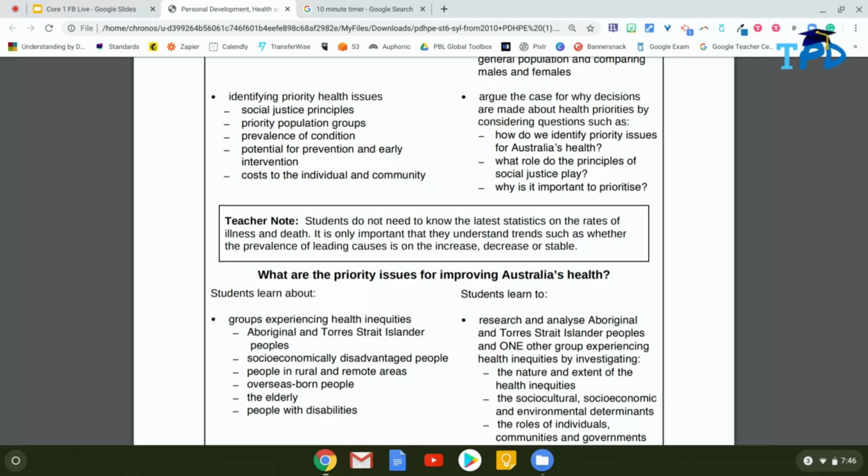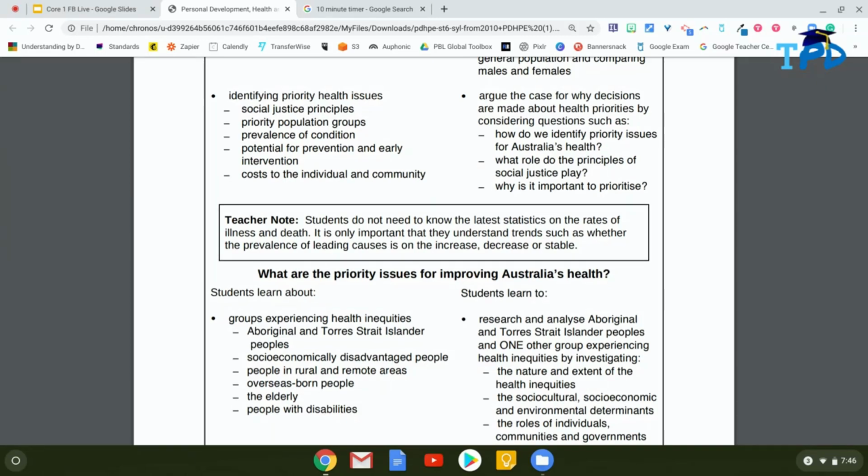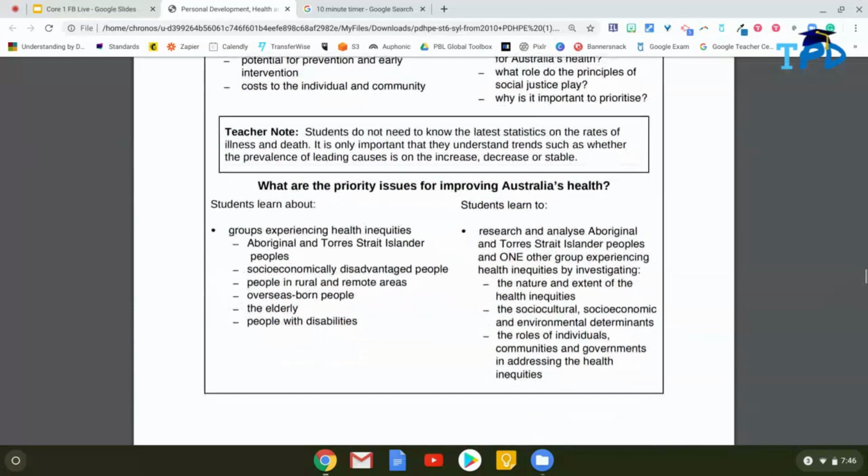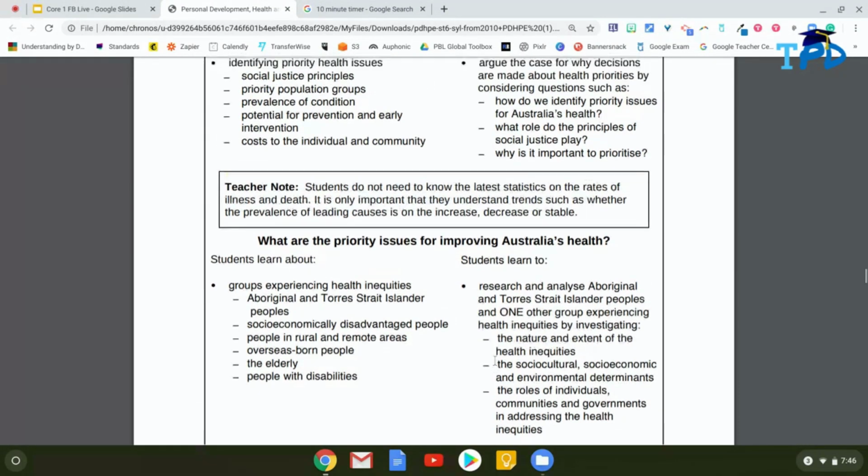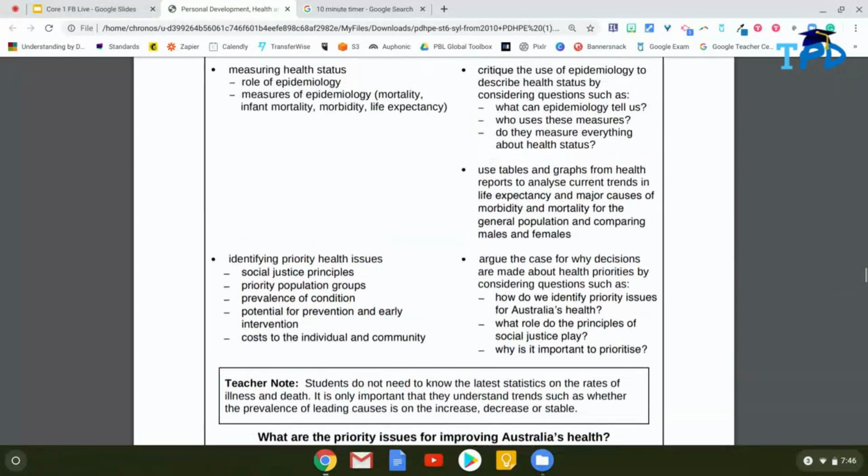When you're looking at this group of the elderly, you also need to go back up to the first critical question and think about how they became a priority health group, a group that are suffering from inequities in health. You then have to think about the roles of individuals, communities, and governments in addressing the elderly. And so that is about who is using epidemiology, all the way up here, and what they are using it for.